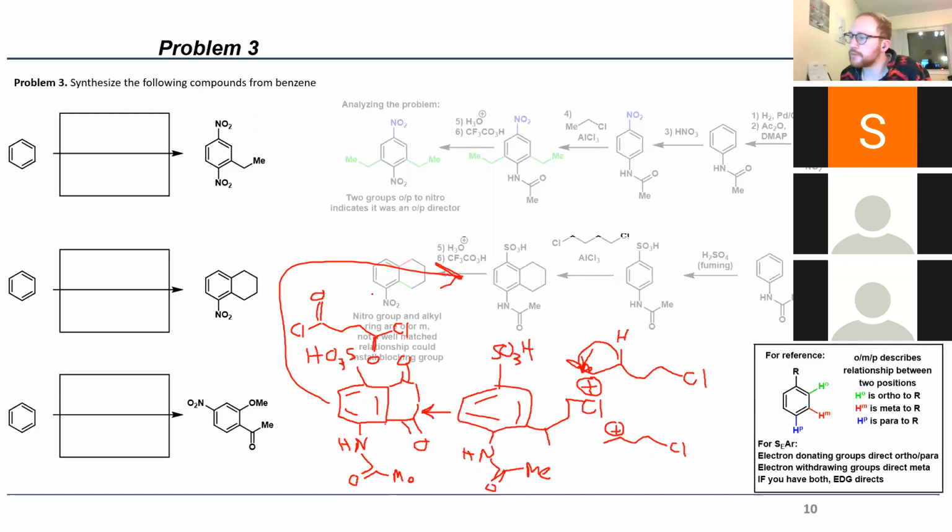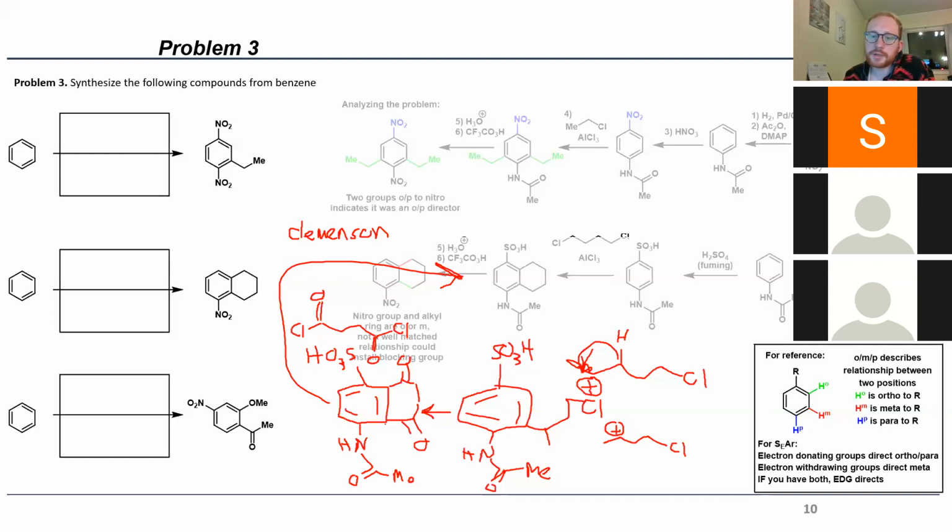We could reduce these using Clemmensen reduction conditions. So that is a great point, something that I had forgot to account for. And so a better answer here is to use the bisacyl chloride and then reduce it using Clemmensen type reduction conditions.